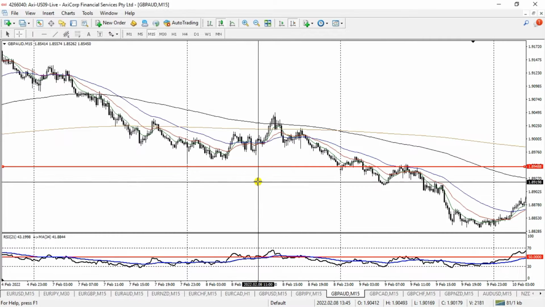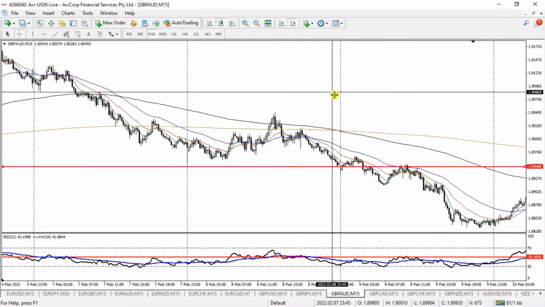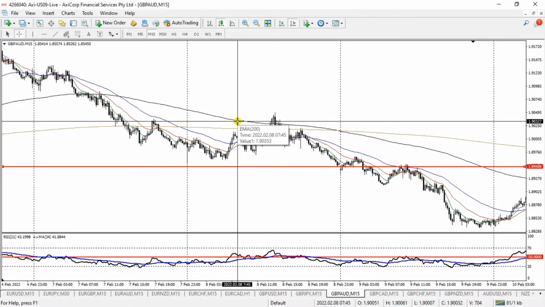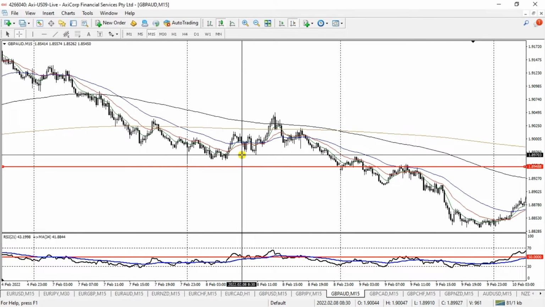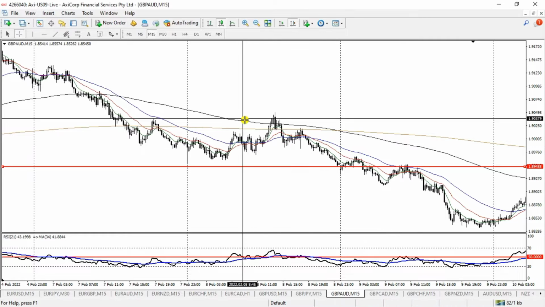Now the next thing I identify is an Asian range break below previous day's low. I use a period separator. A period separator is this dotted vertical line here to easily help me identify highs and lows for the entire previous trading day.